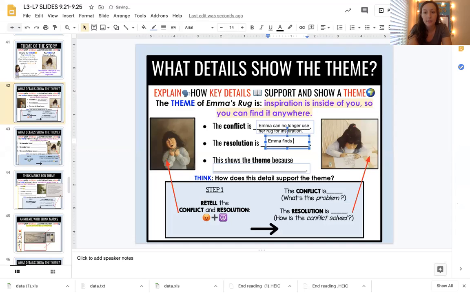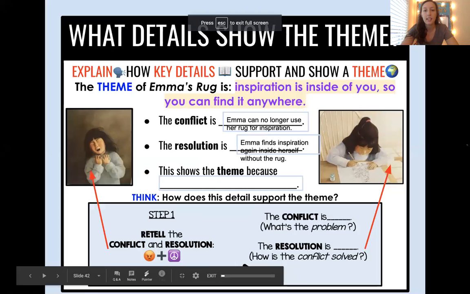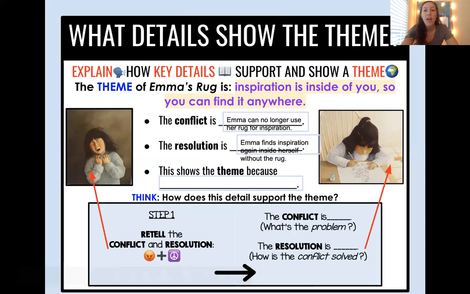Emma finds inspiration again inside herself without the rug. Alrighty, now let's look at that sentence together. Now that I am done typing, I'm going to make that box a little bigger. That sentence is easier to read. There we go. All right, so let's look at that sentence together. The resolution is Emma finds inspiration again inside herself without the rug.